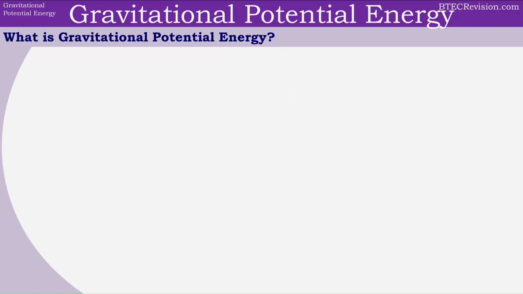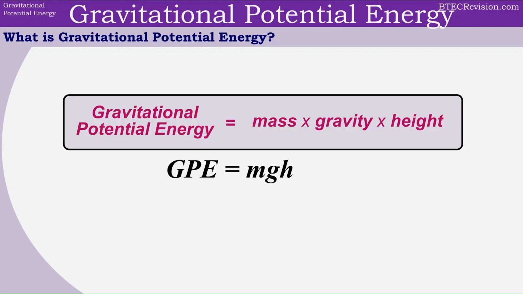The gravitational potential energy of an object is entirely dependent upon the mass and the height. The higher you raise an object, the more gravitational potential energy it gains. And if the object has gravitational potential energy and you increase its mass, then it will also gain more gravitational potential energy. Gravitational potential energy can be calculated using this equation, which is equal to mass times gravity times height.